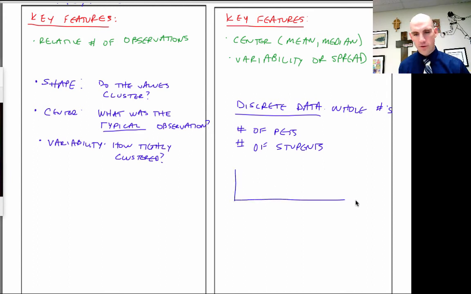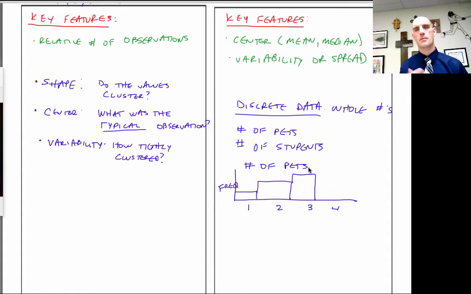Data displays for discrete data would look like this. I could have a bar graph, and if this was number of pets, then I'd have the frequency over here, right? There was 1 person with 1 pet, there were 2 people with 2 pets, 3 people with 3 pets, and nobody had 4 pets. Okay, so the number of pets is a discrete variable, and we can model it like that.